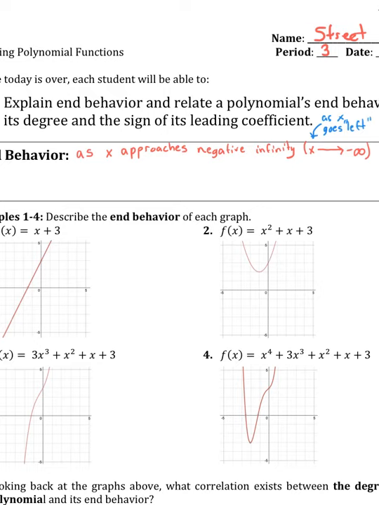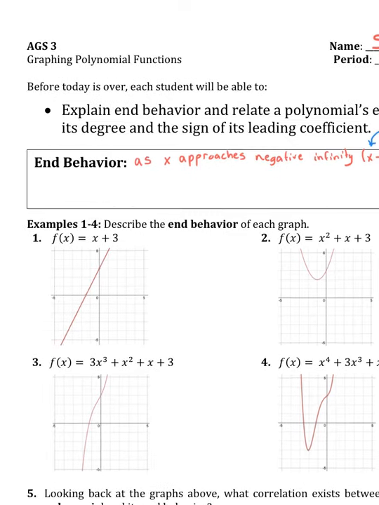As x approaches negative infinity or positive infinity, and that's going to look like x arrow positive infinity. I don't need to put a plus in front of it because it's positive. All right. The end behavior is what happens to the y values as we go to the left or right.